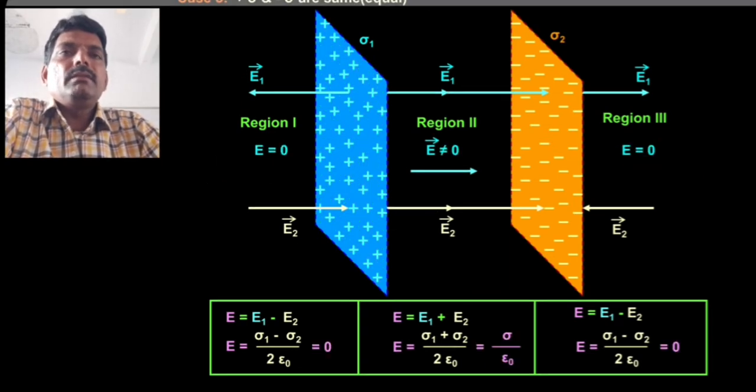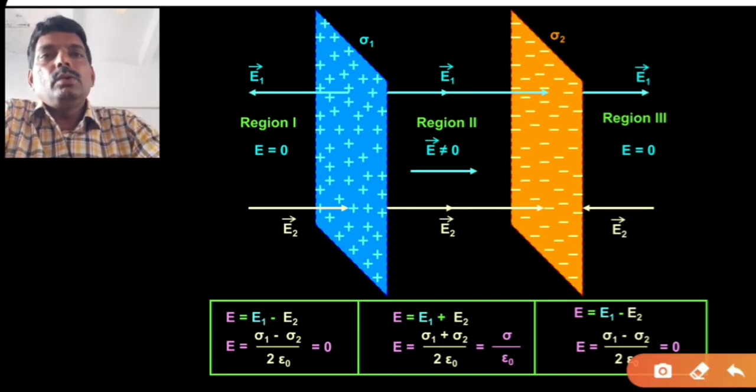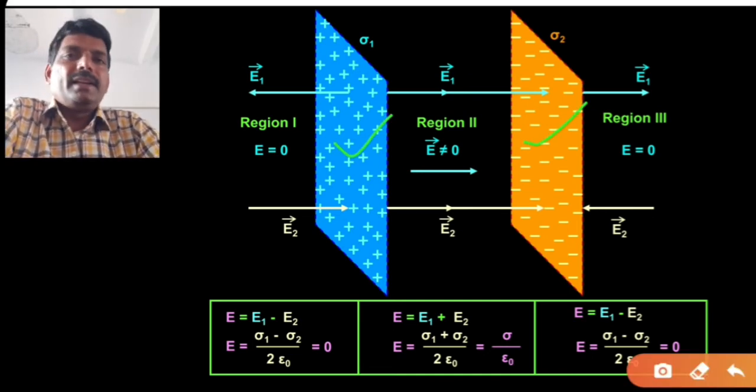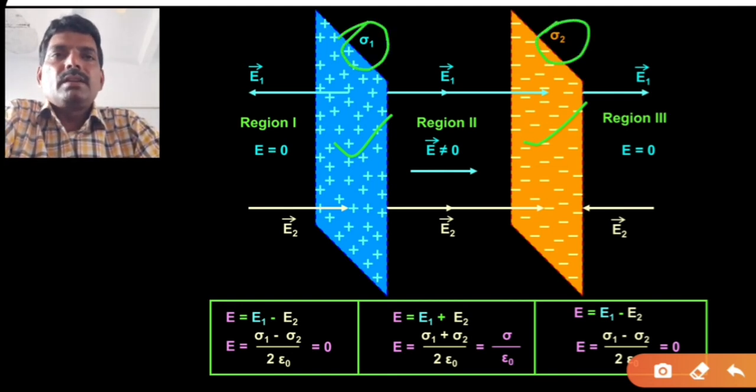So next thing, sigma 1 and sigma 2 are same. अब यहाँ पे हमने क्या किया है, दोनों चार्जेस सेम लिए हैं और अपोजिट लिए हैं, both the charges are same and opposite, तो कोई बड़ी बात नहीं भाई. जो भी चार्ज आपको दिया है सिग्मा 1 सिग्मा 2, this is positive charge, negative charge, these are equal.